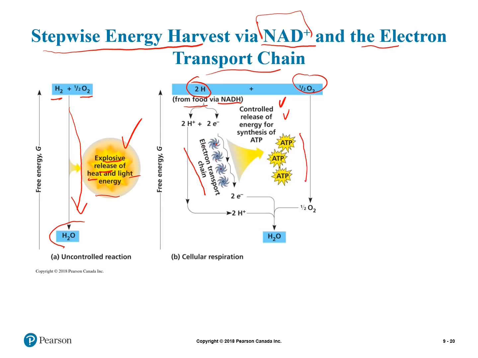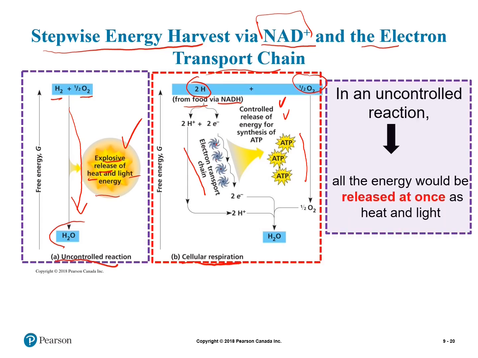So in this case, this one was an uncontrolled reaction. This was a cellular respiration reaction. This is why we have so many steps, because we can control the reaction, and instead of the energy being lost, here we can collect it and turn it into ATP.